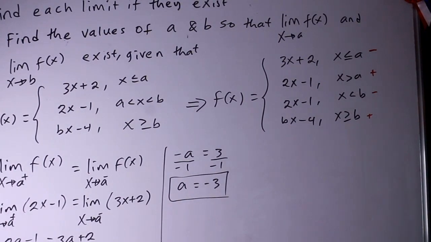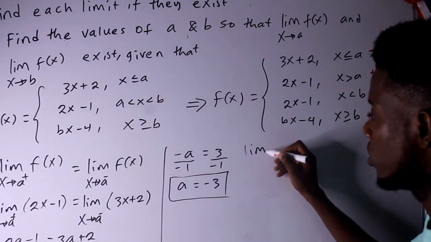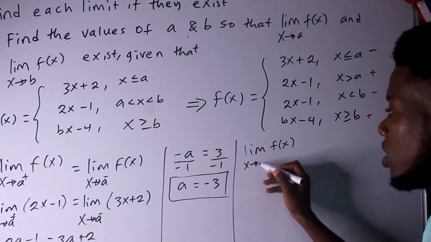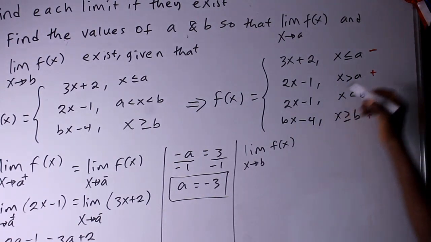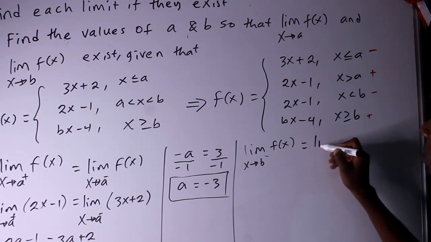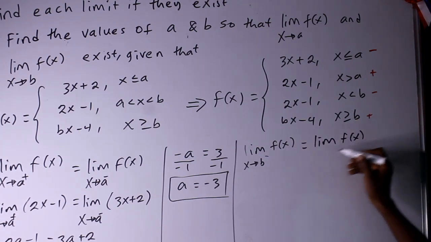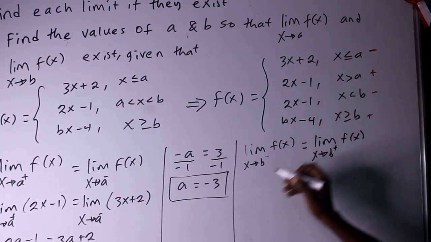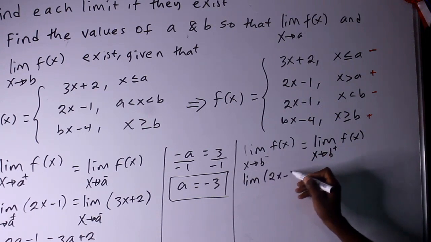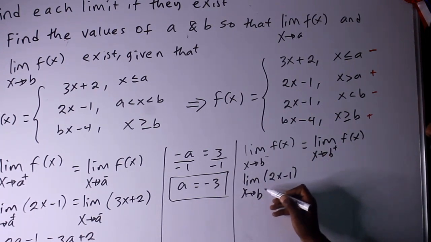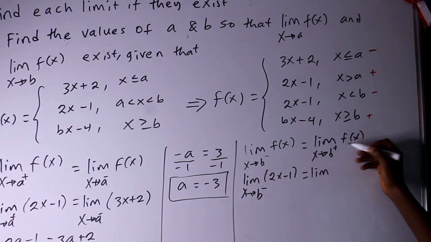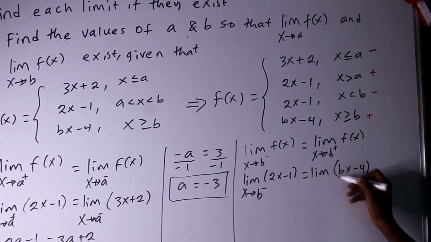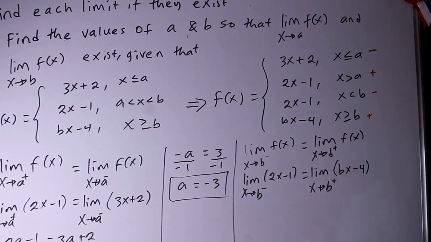So to find the value of b, we'll be evaluating the limit of L of x as x approaches b from the left, and that should be the same as the limit of L of x as x approaches b from the right. So for the left hand limit, we have 2x minus 1. So it's the limit of 2x minus 1 as x approaches b from the left is equal to the limit of L of x as x approaches b from the right, which is bx minus 4.